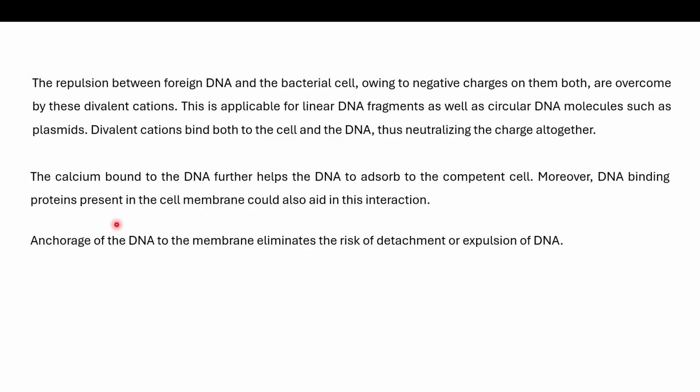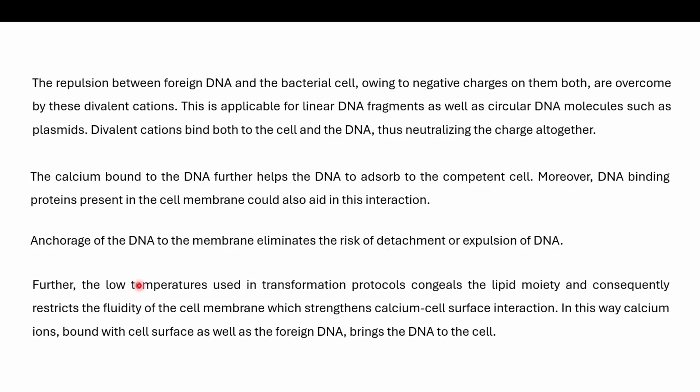Now, this DNA binding to the membrane can eliminate the risk of detachment or expulsion of the DNA. If there are no proteins present to really receive or interact with the DNA, or any DNA binding proteins, then the attachment of that DNA will be transient. Due to the interaction of divalent cations with both the DNA as well as the cell surface, that interaction might be transient, which can detach the DNA, and then the uptake of this foreign DNA by the recipient cells will be poor.